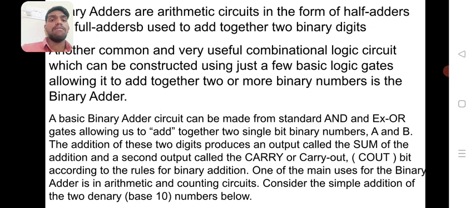The addition of these two digits produces an output called the sum of the addition and a second output called the carry, or carry out, COUT bit, according to the rules for binary addition. One of the main uses for the binary adder is in arithmetic and counting circuits. Consider the simple addition of the two denary, base 10, numbers below.